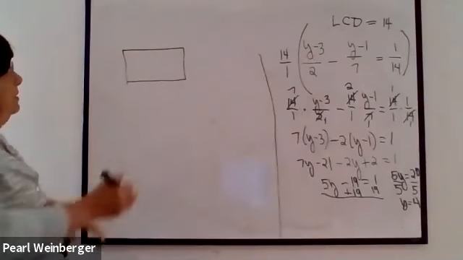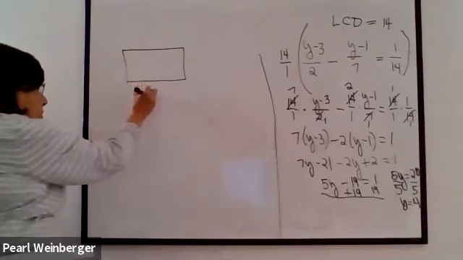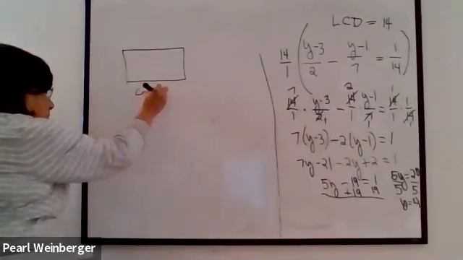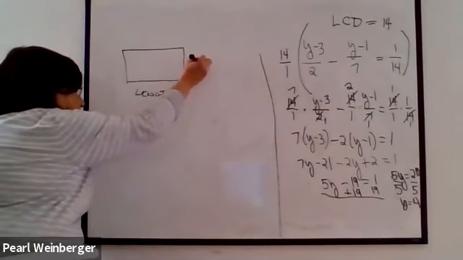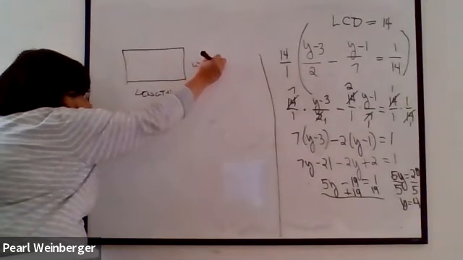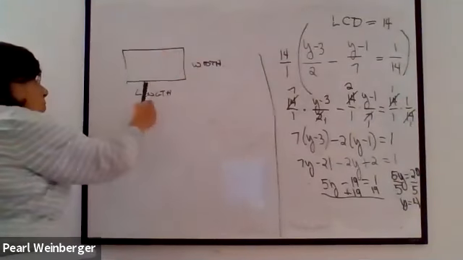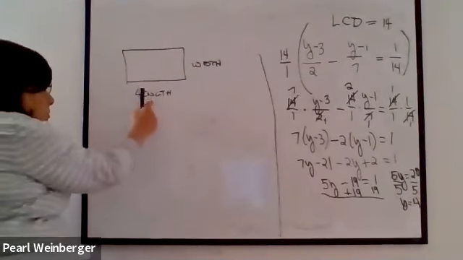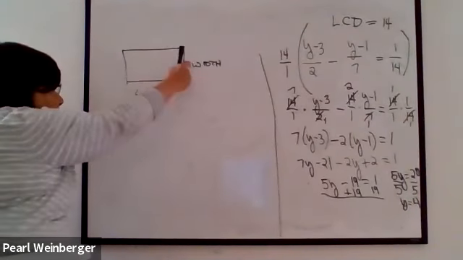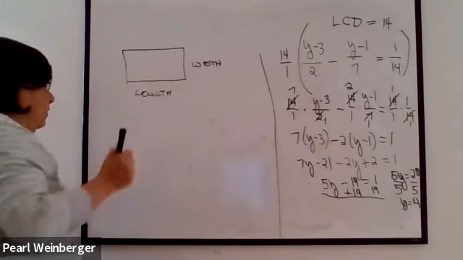One pair of opposite sides are called the length, and the other pair of opposite sides are called the width. In other words, these two are the same. We usually call these, because they're the longer ones, the length. These two are equal, and they're called the width.